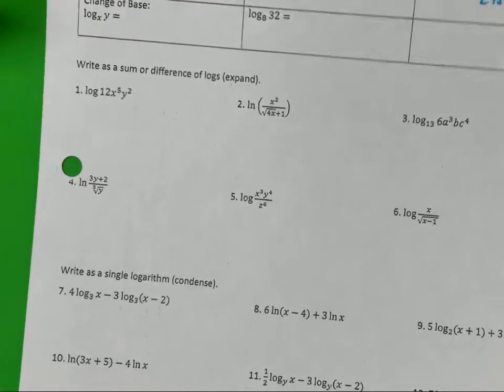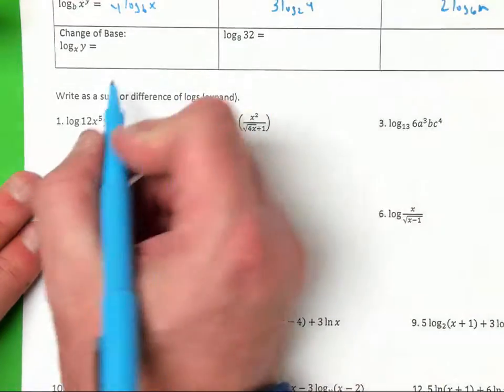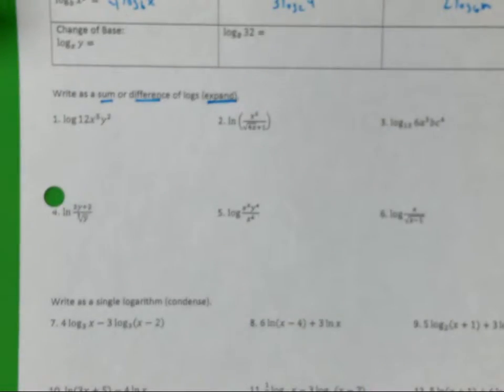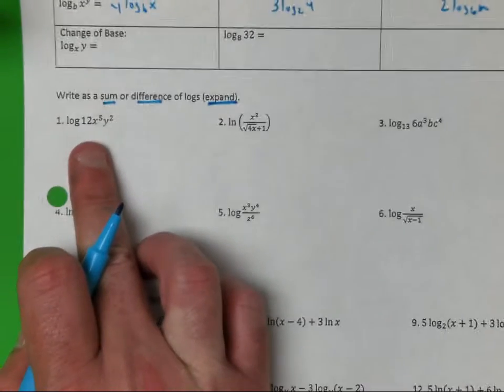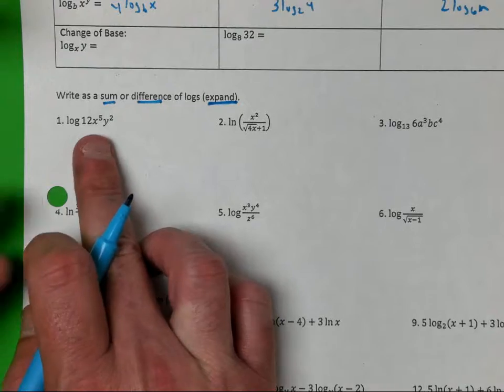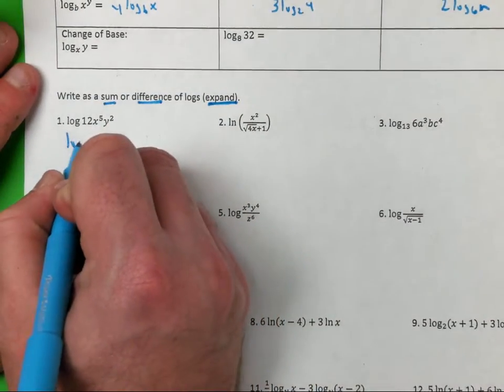Alright, so today our goal of this lesson is to expand and condense logs by using properties of logarithms that we just learned. So it's just write as a sum or difference, expand. When you see the word expand, that means you want to get larger. So I want to look at number 1. I want to expand this. Well, that's all multiplication, so I'm going to use the product rule. So let's break that apart.